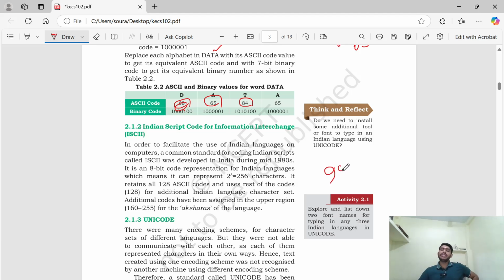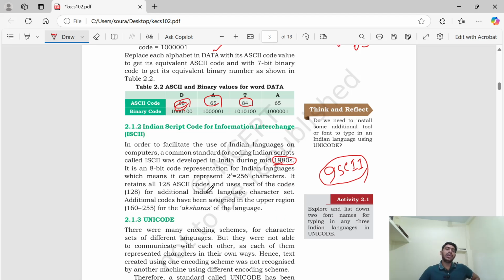Indian Script Code for Information Interchange. If there is ASCII code, why did they introduce this? In order to facilitate the use of Indian languages, because in ASCII we cannot use Indian languages like Devanagari script, Urdu, Tamil, Telugu, Odia. So Indian languages can be introduced in the form of ISCII. It is a common standard for coding Indian scripts, and it was developed in India during the 1980s.